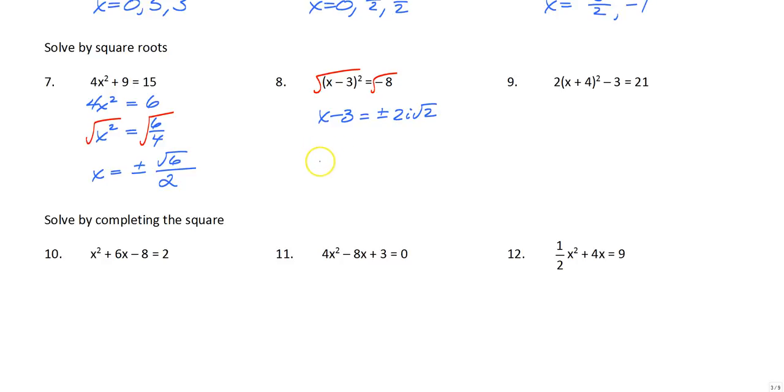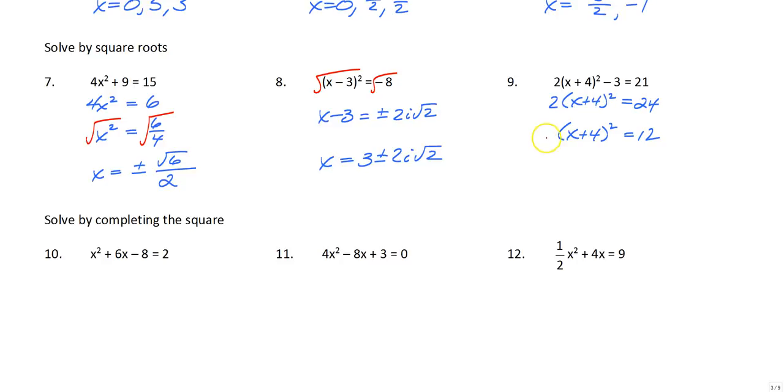Add 3 to both sides, and we end up with x is equal to 3 plus or minus 2i root 2, and now you're done. Now this last example is what I was talking about for number 8. You have to get rid of stuff around the parentheses first. So the first thing you would do is add 3 to both sides, so that would give you 2 times x plus 4 quantity squared equals 24. Now you would divide both sides by 2, giving you x plus 4 squared is equal to 12.